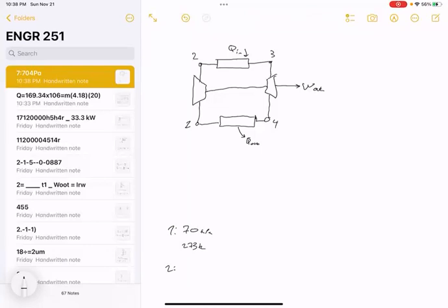So if you remember from the Otto cycle video I did, we discussed what the difference between a polytropic process and an isentropic process is. And we derived a couple of relationships for isentropic processes. So one of the relationships we derived, and I'm just going to write it over here again, is T2 over T1 is equal to the pressure ratio, which is P2 over P1 to the power of gamma minus 1 over gamma.